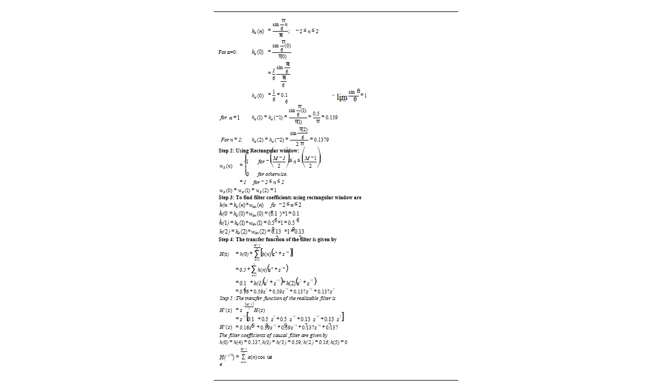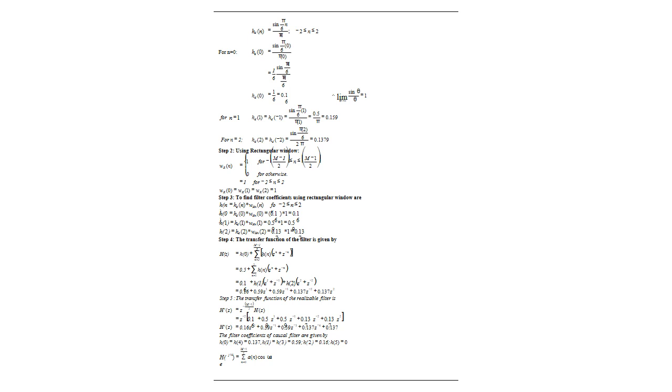Okay. So next, the second step is using the rectangular window formula. So WR of n is equal to 1 for minus (M minus 1) by 2 less than or equal to n less than or equal to (M minus 1) by 2, and 0 otherwise. That is 1 for minus 2 less than or equal to n less than or equal to 2. So WR of 0 is equal to WR of 1 is equal to WR of 2 is equal to 1.